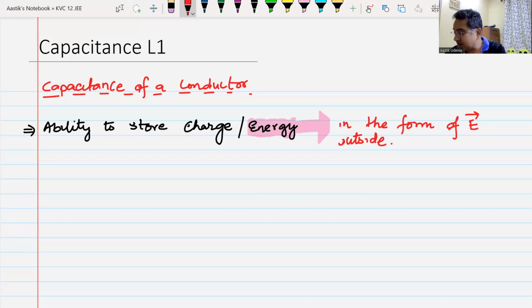We've seen in the previous class that energy also. How much is the energy stored? Let's see how many of you remember. How do we find out that energy? Let us suppose I am a conductor. How much energy am I storing? The energy stored per unit volume is how much?